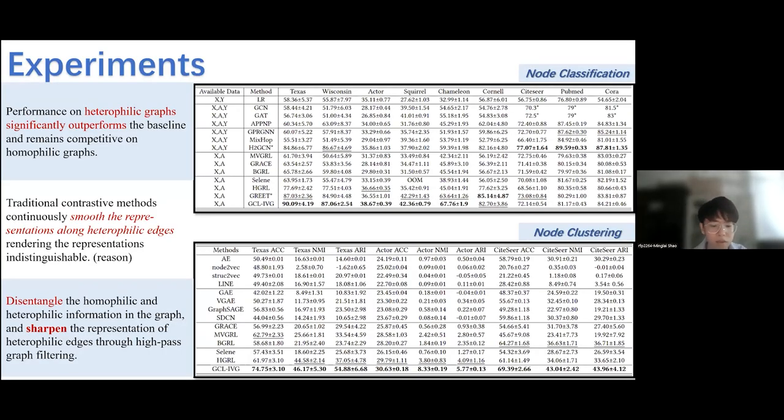First, we present results of downstream tasks regarding node classification and node clustering. Performance on heterophilic graphs significantly outperforms the baselines and remains competitive on homophilic graphs. Traditional GCL methods confuse most of the representations on heterophilic graphs, making the representations indistinguishable. This is the reason. We disentangle the homophily and heterophily information in the graph and sharpen the representation of heterophilic edges through the high pass graph filter.